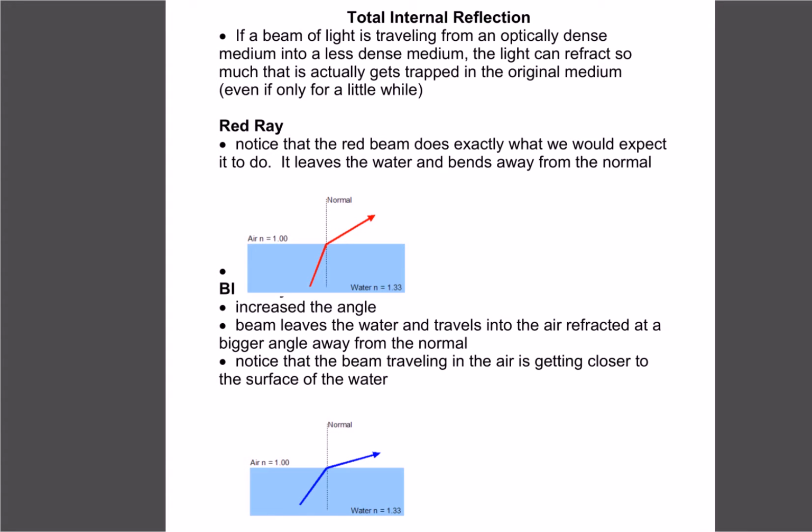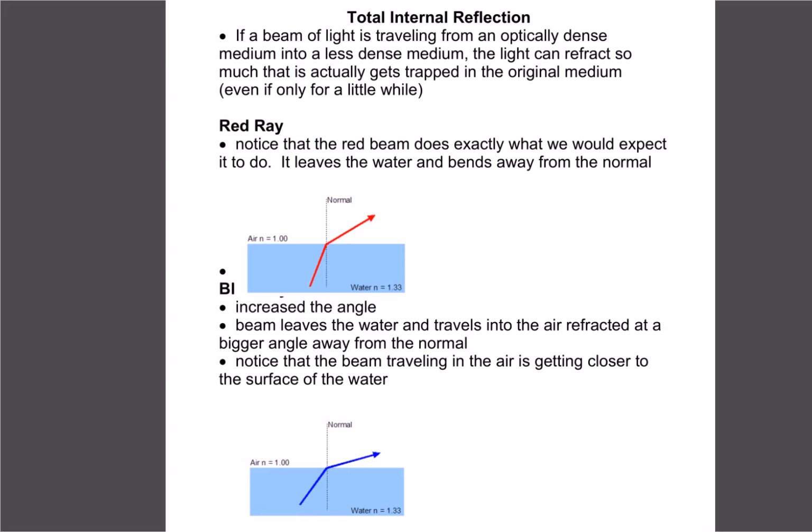Okay, today we're going to continue with refraction and reflection, but we're going to look at special cases. The first topic we're going to look at is what we call total internal reflection. This only occurs when we go from a high density object to a less dense object. So this would be like light going from water to air.